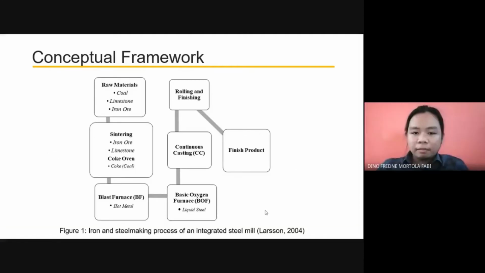So good afternoon. Let me present our conceptual framework. This is the steel production chain, the iron and steel making process of an integrated steel mill. The primary raw materials for steel production are iron ore, coal, and limestone. Coal is the primary source of carbon for energy and heating.